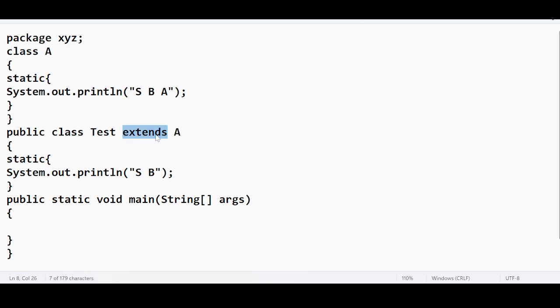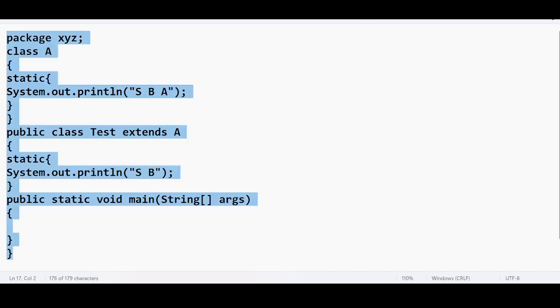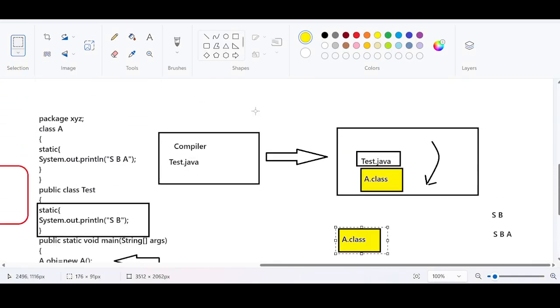The moment a particular class is extending another class, the current class will become the child class, and this will become the parent class. Yes or no? This is the child class and this is the parent class. So there is a dependency here. The Test class is extending the class A.